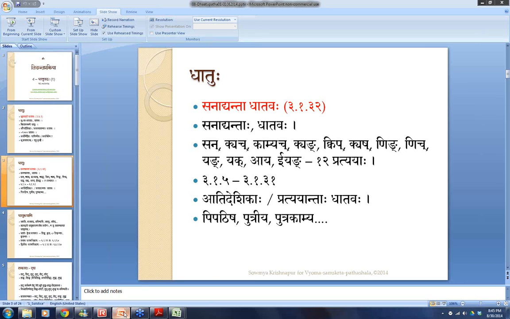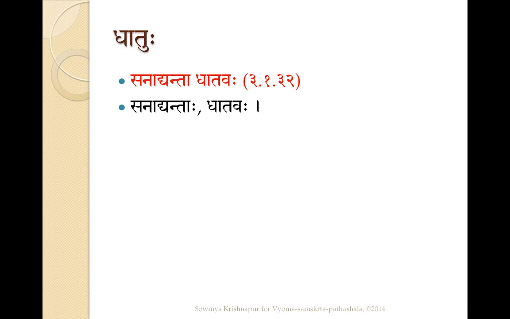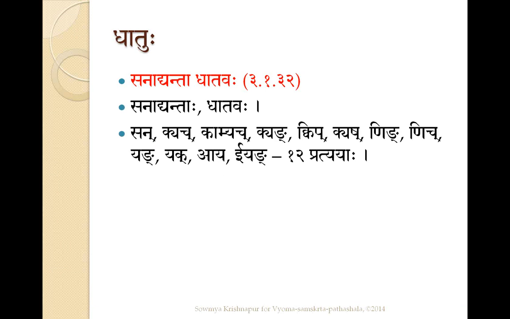So sanadyantaha dhatavaha. So these are 12 pratyayas which lead to the formation of dhatus. Etesham atideshikaha dhatavaha iti nama. So aupadeshikaha upadeshena ye dhatavaha te aupadeshikaha atideshena nama lakshanena. So they are secondary dhatus, dhatus which are derived from some other word. So they are called atideshikaha athava pratyayantaha dhatavaha.